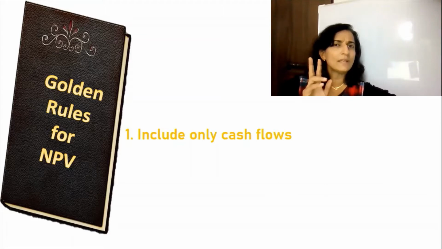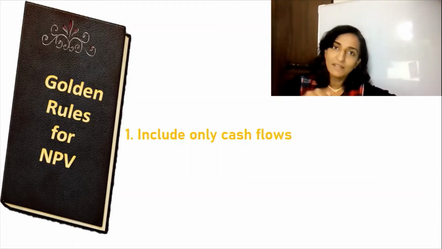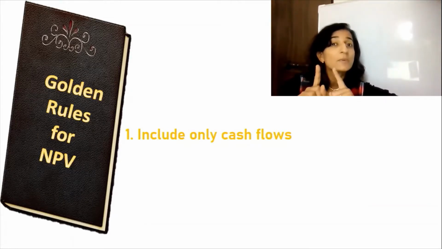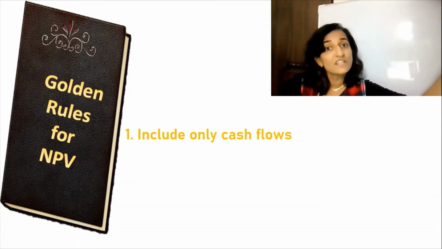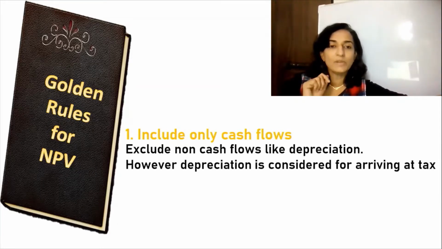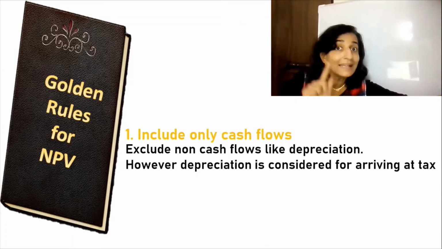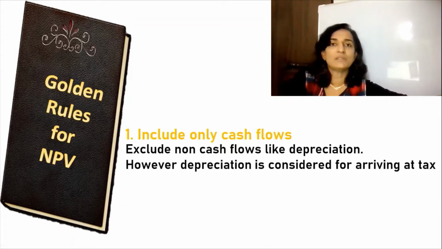But there is one item in the P&L account that appears as an expense, but there is no cash outflow taking place. Can you name it? The item is depreciation. Depreciation is an expense that appears in the P&L, but it is not a cash outflow. The cash outflow takes place only when the machinery is purchased in year 0. Exclude non-cash flows like depreciation. However, depreciation is considered for arriving at tax. So what should we do? As a cash outflow, we should not take depreciation. But for calculating tax, we should take depreciation.